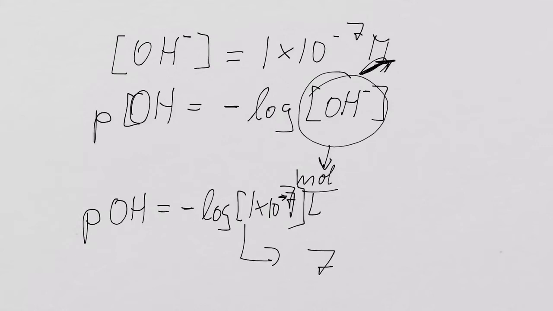Now, by definition, we say water is neutral. And we can establish a pH scale. This pH scale would usually go from 1 to about 14, with 7 being right in the middle. So that's the pH scale.